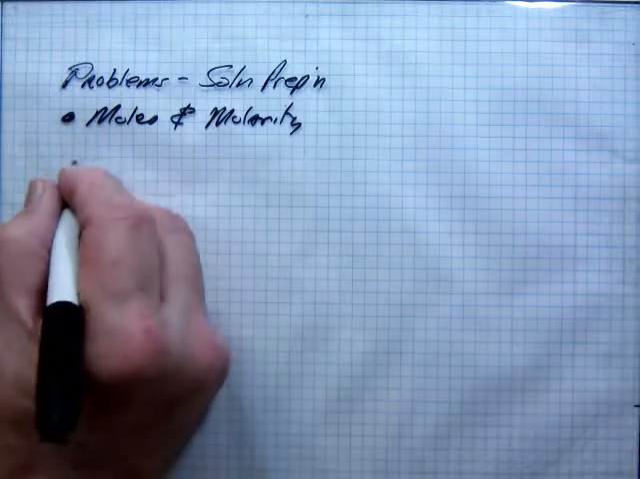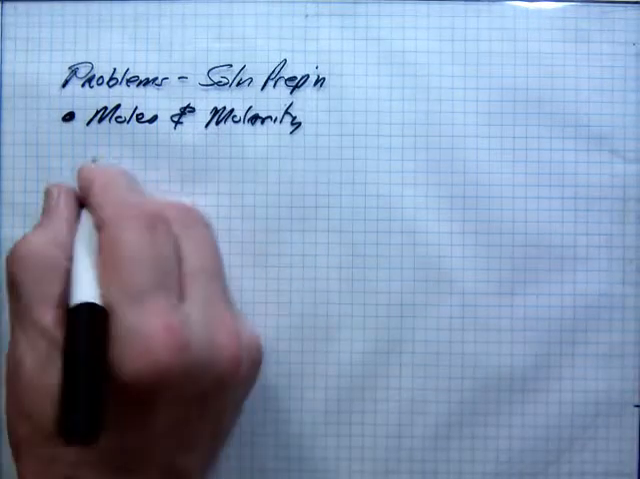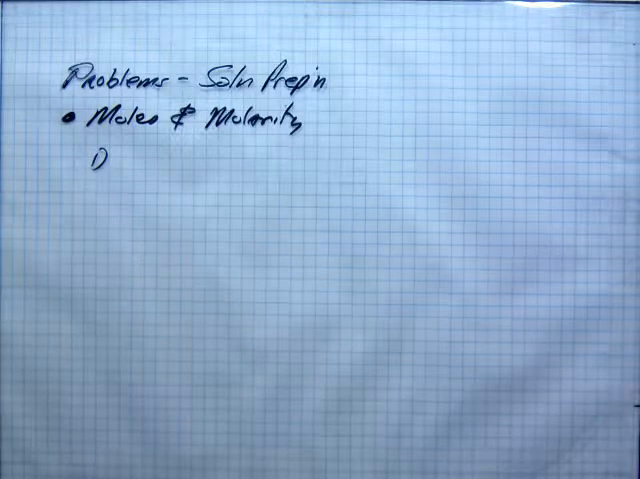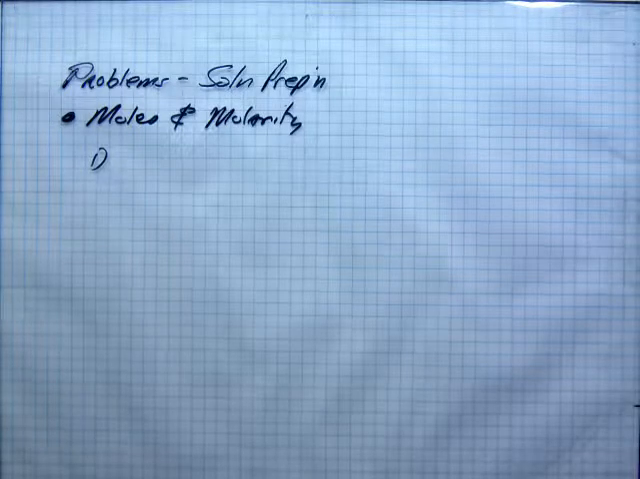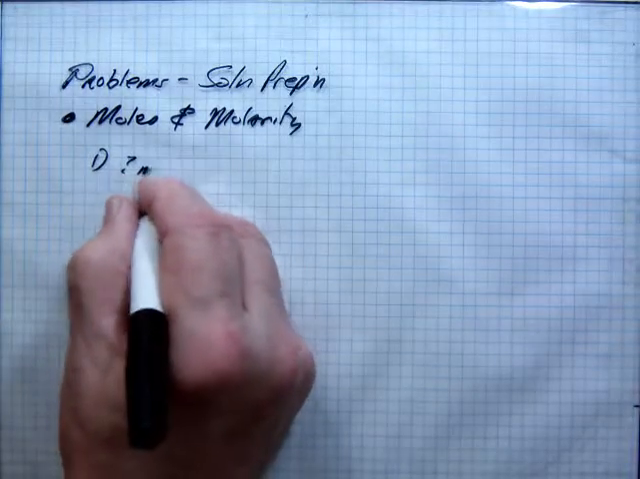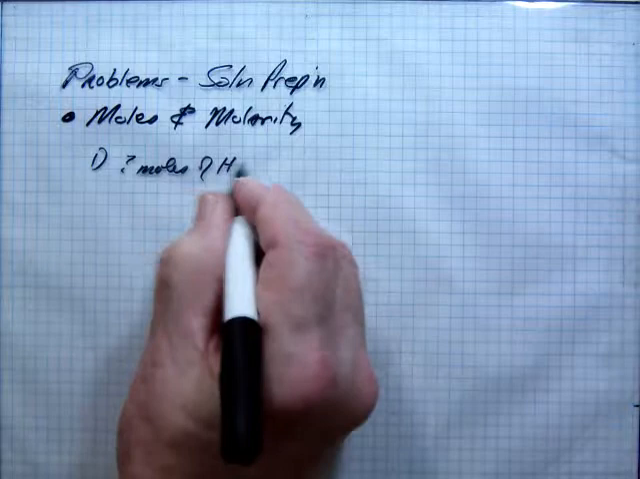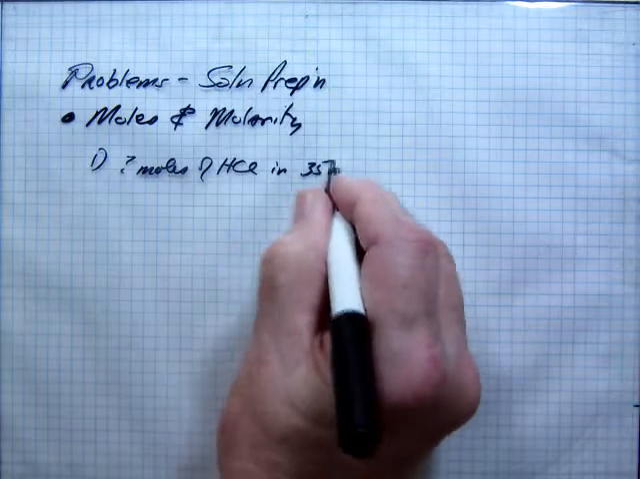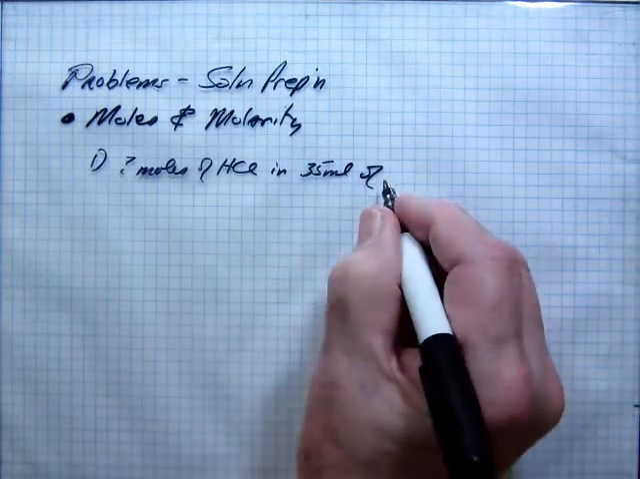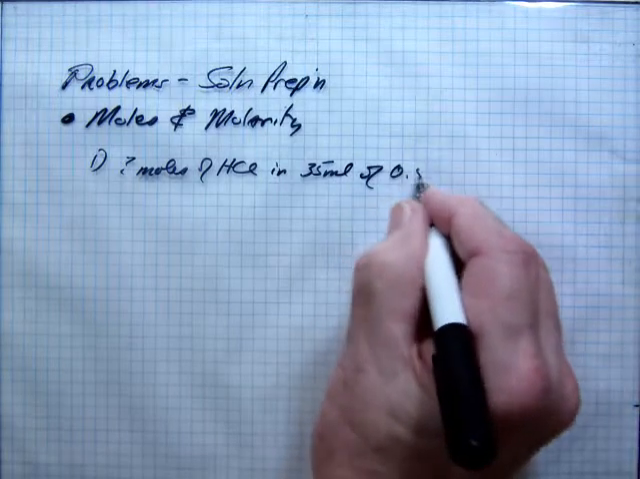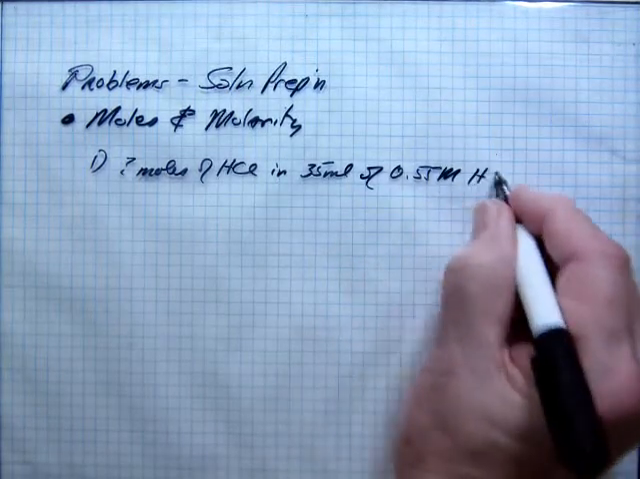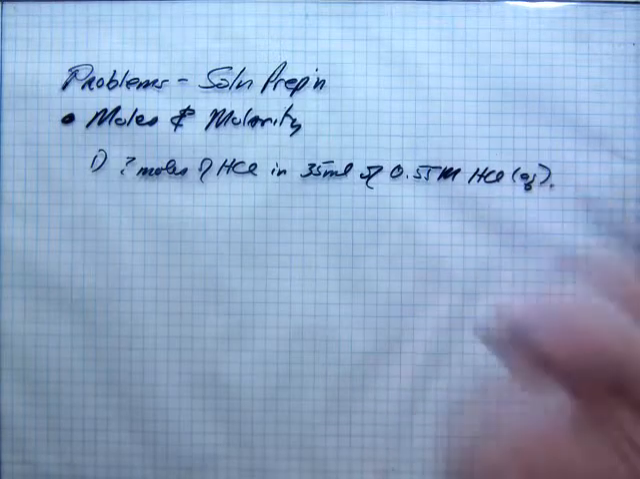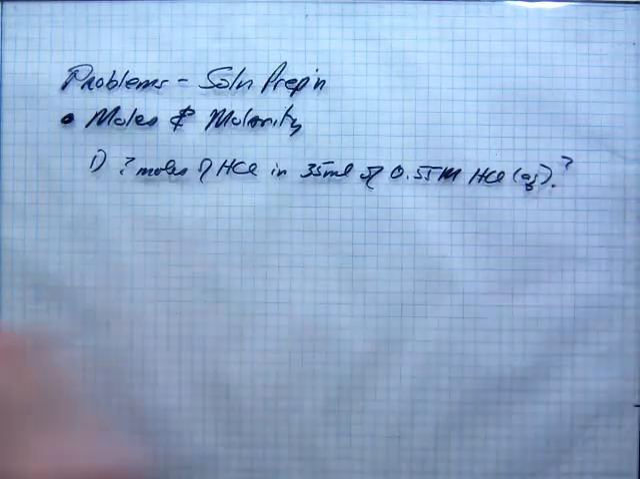Okay, so the first problem that we want to look at says, how many moles of HCl, that's your solute, are there in 35 milliliters of 0.55 molar HCl solution? So how many moles of HCl in 35 milliliters of 0.55 molar HCl aqueous solution? Right there.